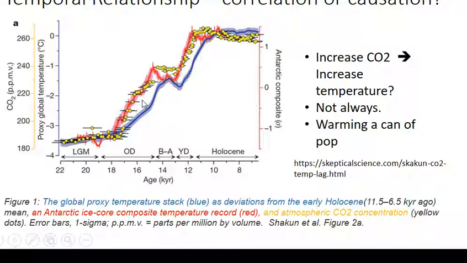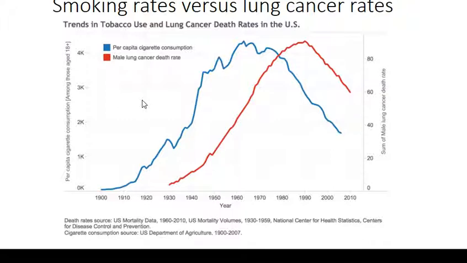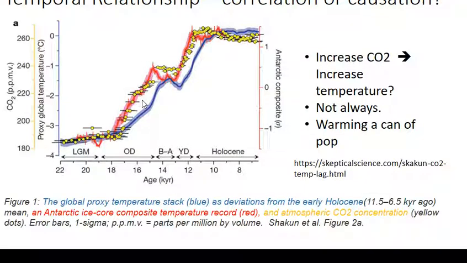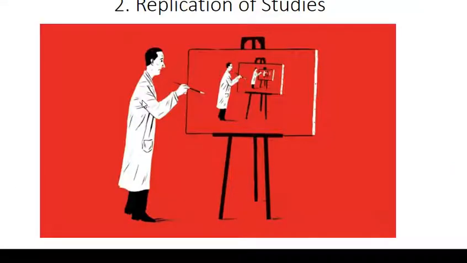All right, so this is not exactly the nice relationship that we see with smoking, but it doesn't necessarily mean that a rise in CO2 doesn't cause an associated rise in temperature. We're going to look at other graphs extending back further in history that'll show that. Now, what about replication of studies?